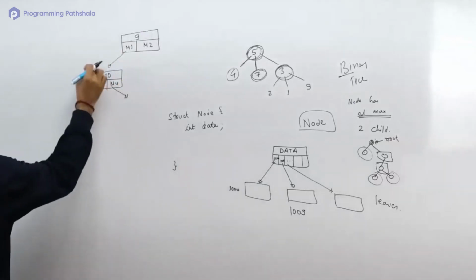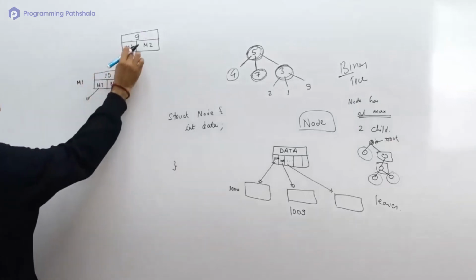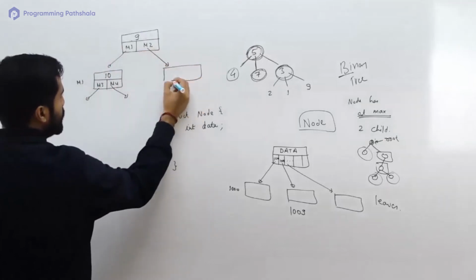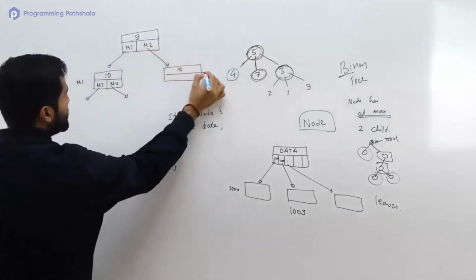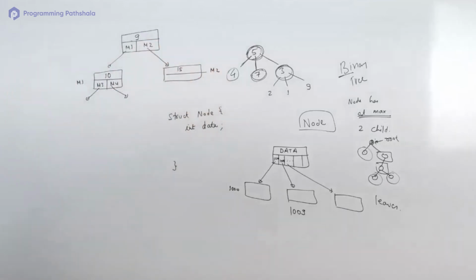What is the address of this? The address of this node is M1. That is the reason this M1 is stored over here. Similarly, let's say there is some other node over here that has value 15 in it, and let's say the address of this is M2. That is the reason this M2 is present over here.